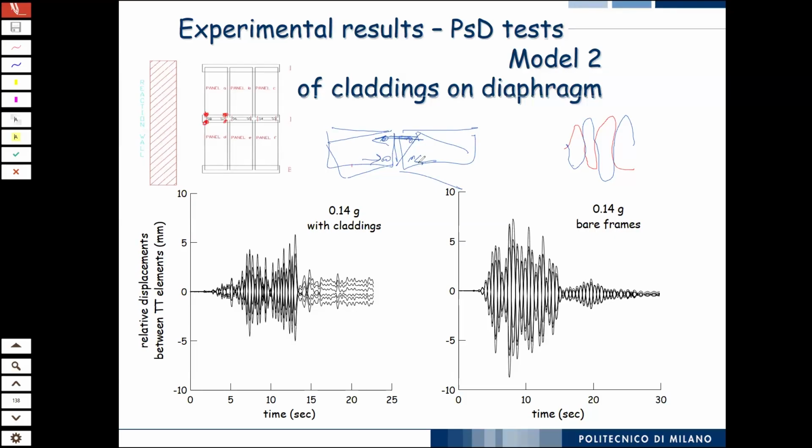was working. Because, as I said, we never measure forces. We always measure displacements.